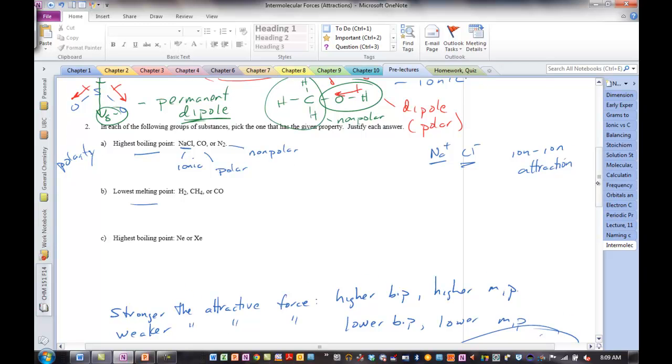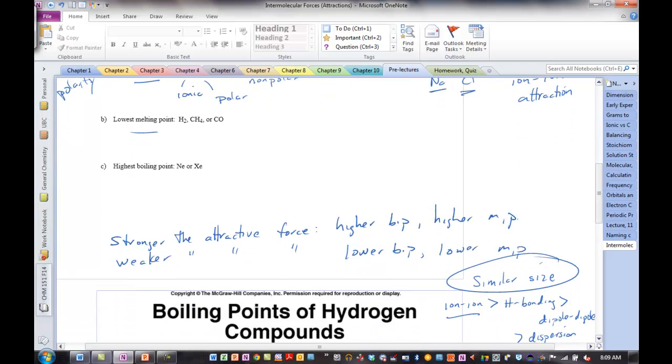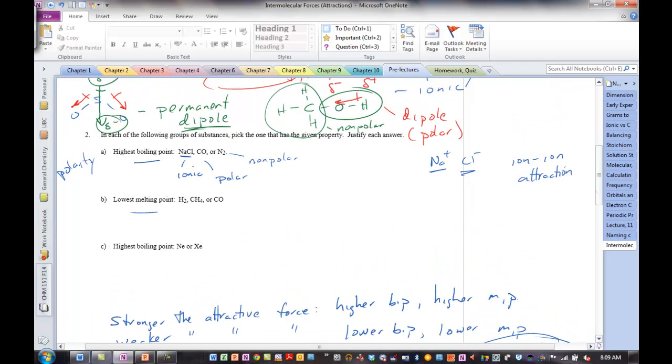So again, our order is ion-ion. Ionic is the strongest. Hence, this will have the highest boiling point. So the correct answer to this one is sodium chloride. The nonpolar one, N2, would have the weakest, and hence have the lowest boiling point. Okay? So it's kind of a continuation of what we did above. You have to figure out polarity, or whether it's ionic or not, and then rank the strength of the attractions.